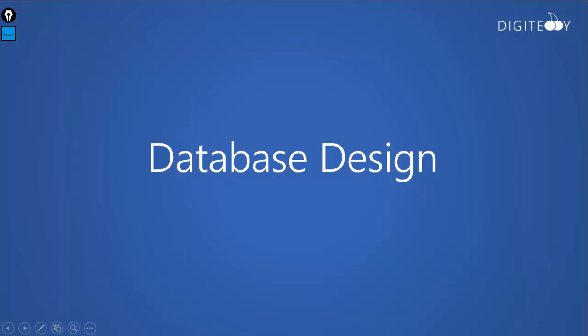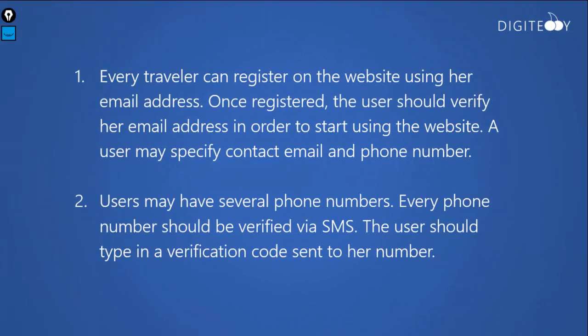As you remember from the previous video, your client wants to start a car sharing business. You talked to a client, Acme, and collected the following requirements. Every traveler can register on the website using her email address. Once registered, the user should verify her email address in order to start using the website.